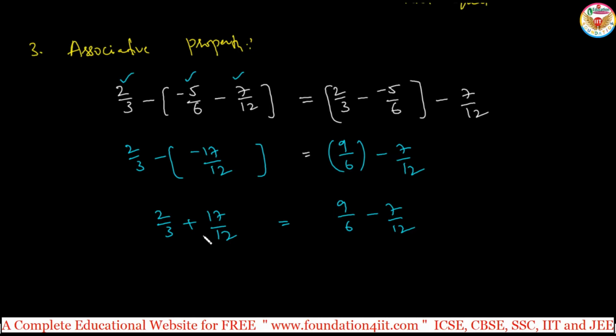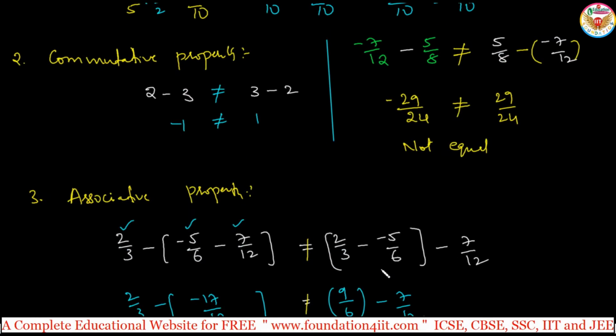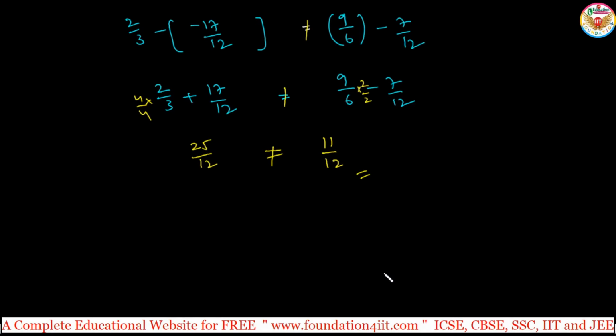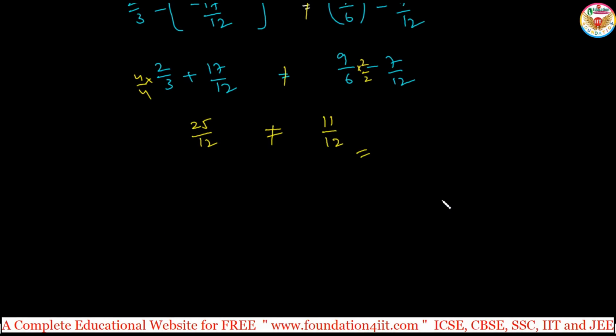For 3 and 12, the LCM is 12, so multiplying by 4 by 4 we finally get 25 by 12 on this side. On the other side, 9 by 6 minus 7 by 12, multiplying by 2 by 2, gives 18 minus 7, which is 11 by 12. They are not equal, so the associative property also does not exist. The commutative property does not exist, and the associative property also does not exist in subtraction of rational numbers.